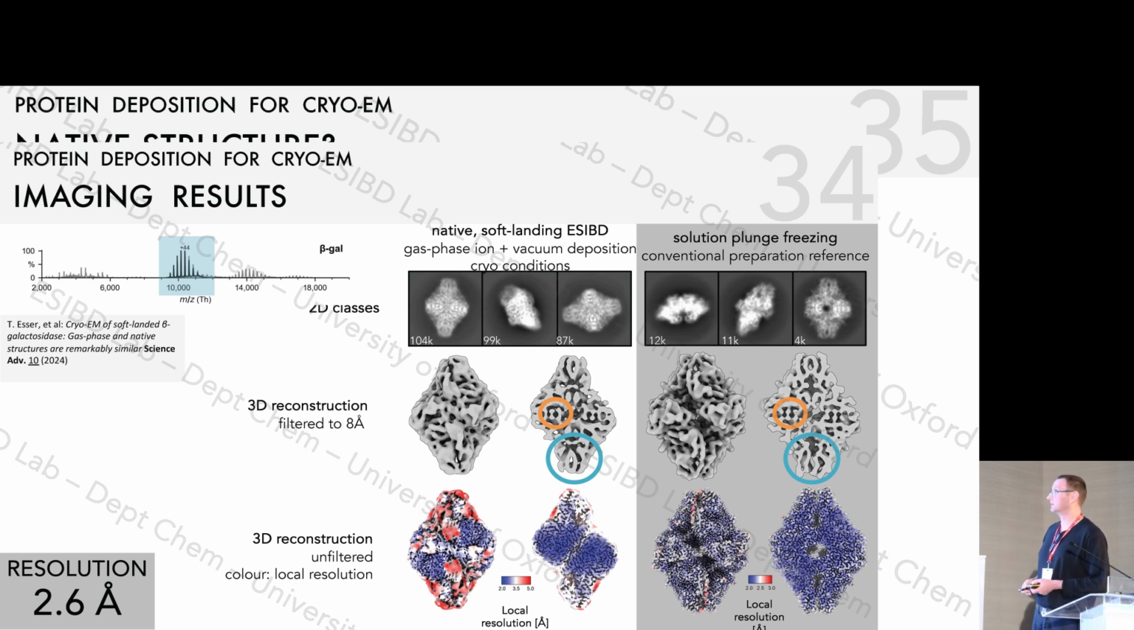So now some results here. First an overview. So beta-galactosidase, we pick out these peaks here which correspond to the folded protein, and we deposit it on the surface. We find these very highly resolved 2D classes, and then generate a 3D structure from this. In parallel, we always do this with plunge freezing because we want to have something to compare with the same measurement. So with these structures here, we were able to achieve a resolution of 2.5 angstrom, and from this we were able to build a structure.